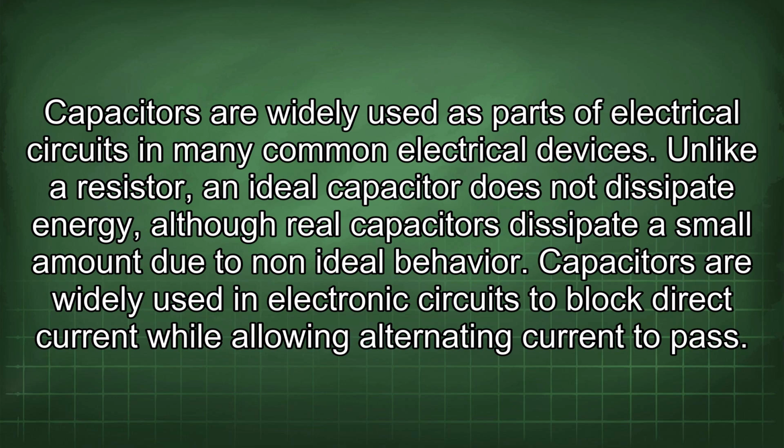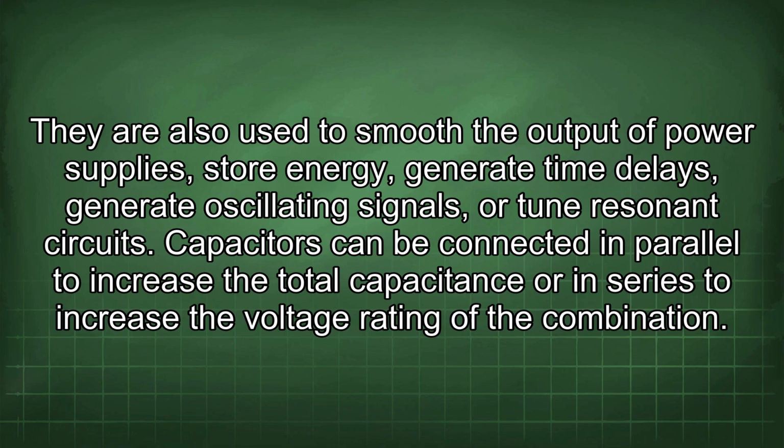Unlike a resistor, an ideal capacitor does not dissipate energy, although real capacitors dissipate a small amount due to non-ideal behavior. Capacitors are widely used in electronic circuits to block direct current while allowing alternating current to pass. They are also used to smooth the output of power supplies, store energy, generate time delays, generate oscillating signals, or tune resonant circuits. Capacitors can be connected in parallel to increase the total capacitance or in series to increase the voltage rating of the combination.